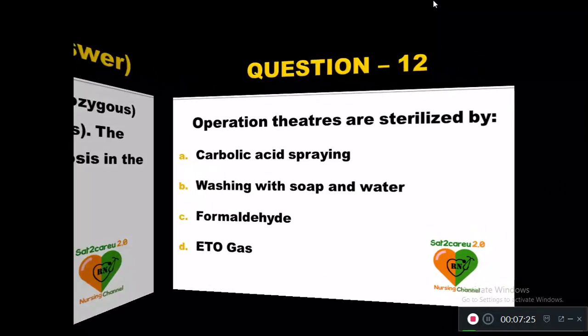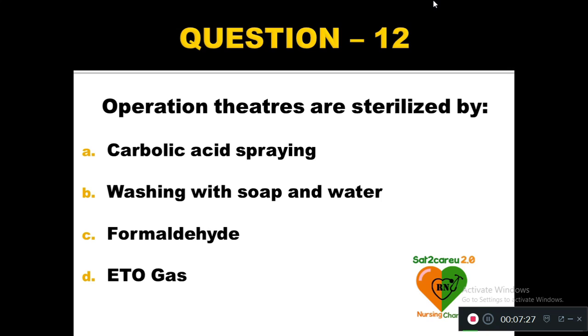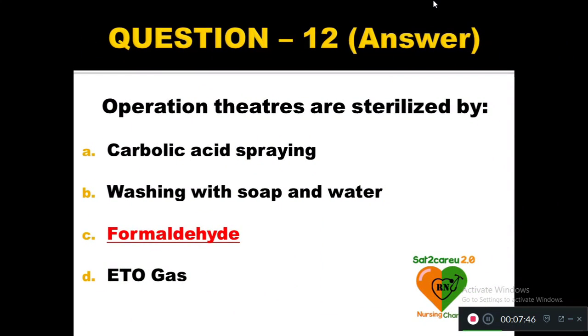Question number 12. Operation theatres are sterilized by option A, carbolic acid spraying, B, washing with soap and water, option C, formaldehyde, and D is ETO gas. The right answer is with the use of formaldehyde, the operation theatres are sterilized.